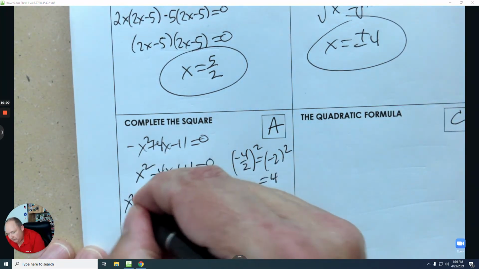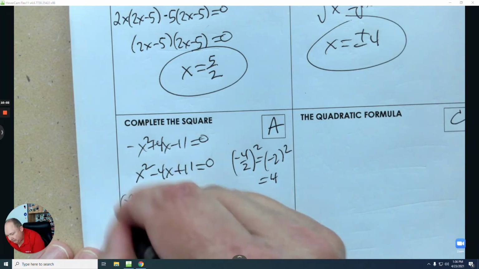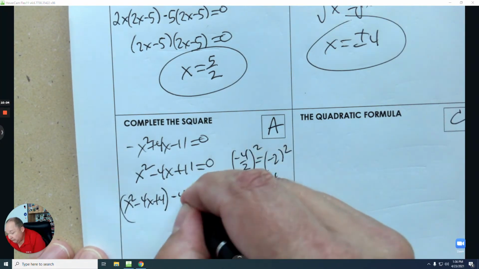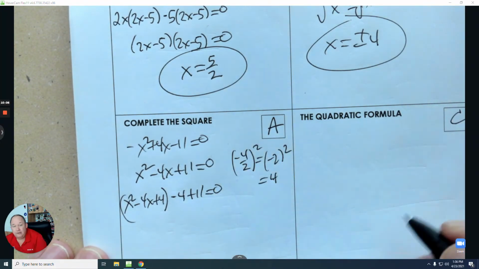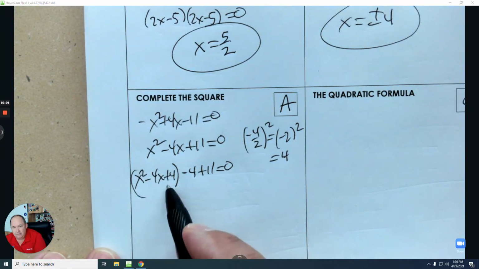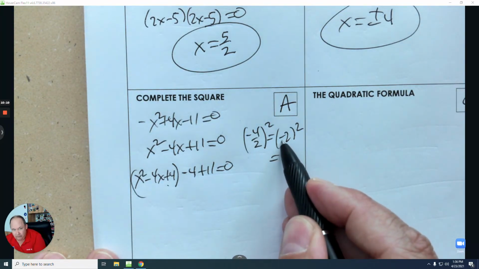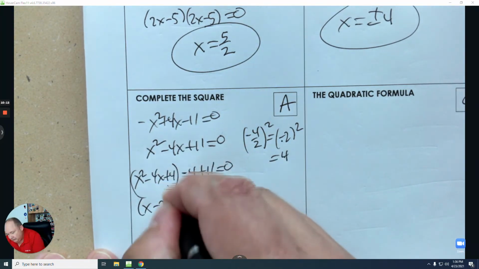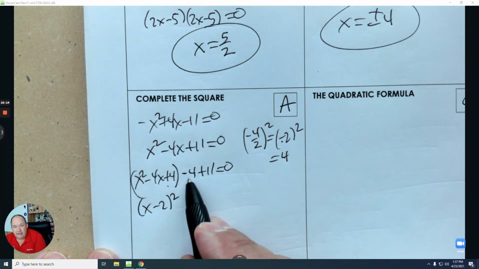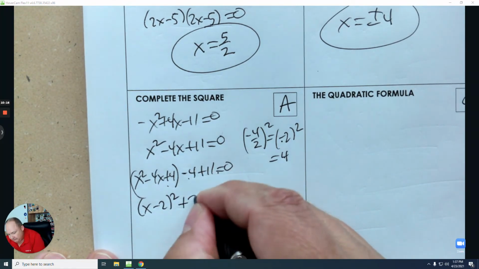So first we're going to use 4. We're going to add 4, use parentheses. We're going to subtract 4. Everything else stays the same. The parentheses is factorable using -2. So it's -2 and -2. -4 plus 11 is 7.